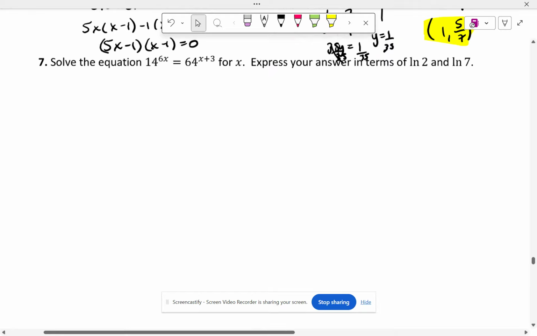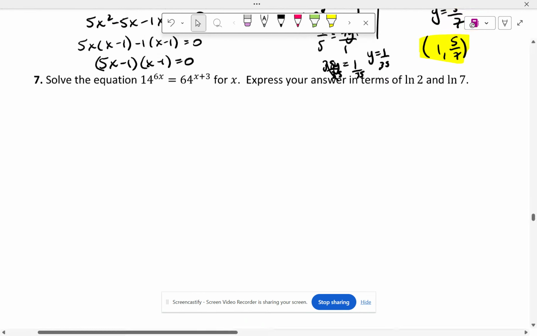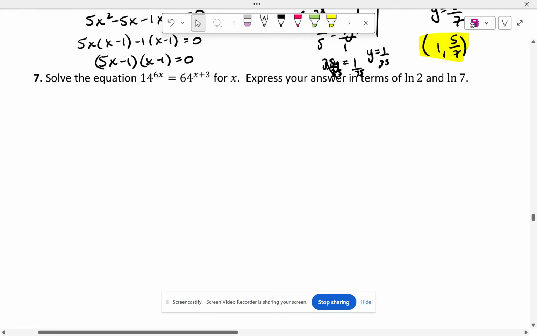Let's do 7. Solve the equation 14 to the 6x equals 64 to the x plus 3, and we want to express our answer in terms of ln of 2 and ln of 7. This is going to help guide us when we do our solving. So I've got 14 to the 6x equals 64 to the x plus 3. What can I do on both sides to drop those exponents down in front? What log should I use to drop those down? Probably ln, because that's how I want my answers to finally be written.